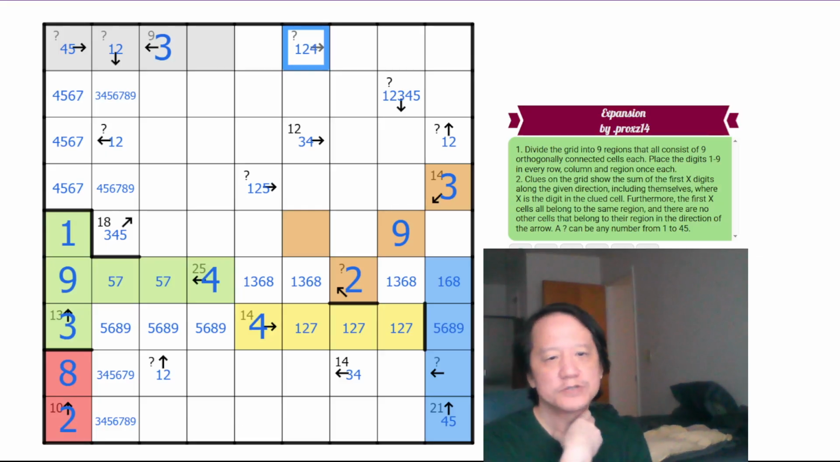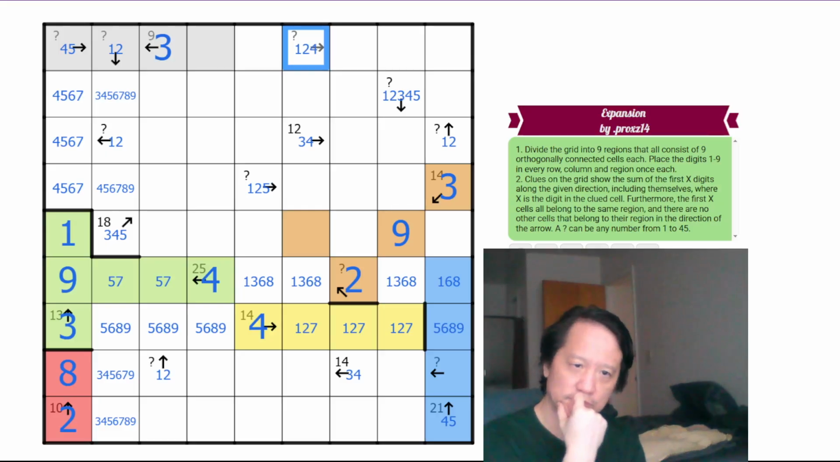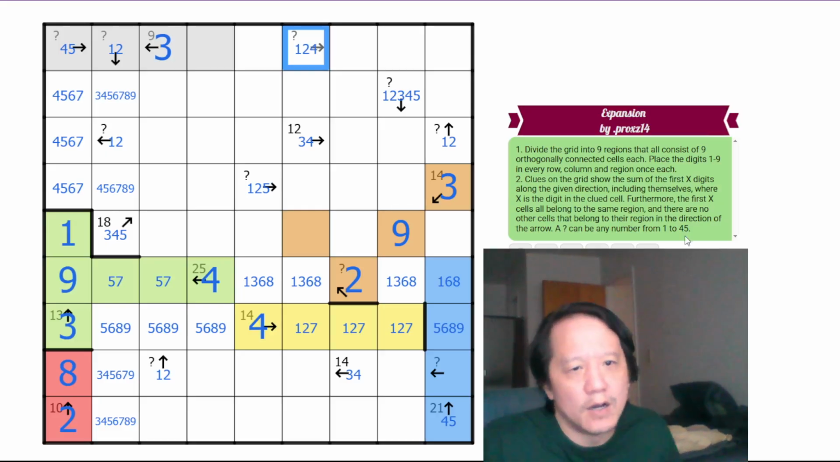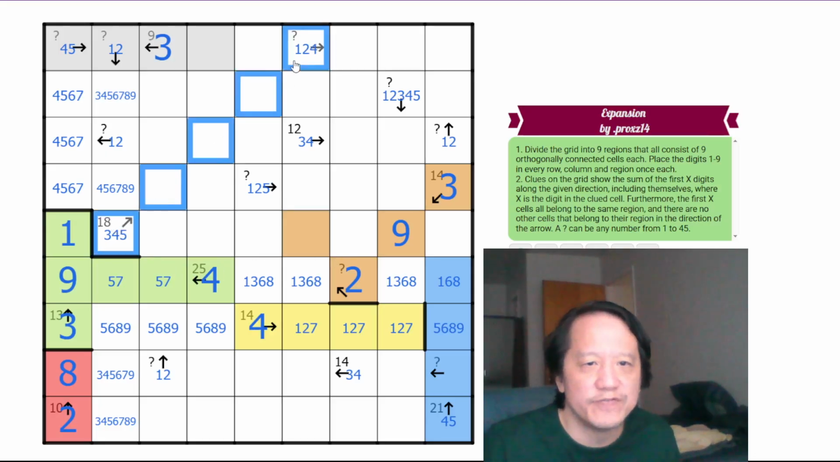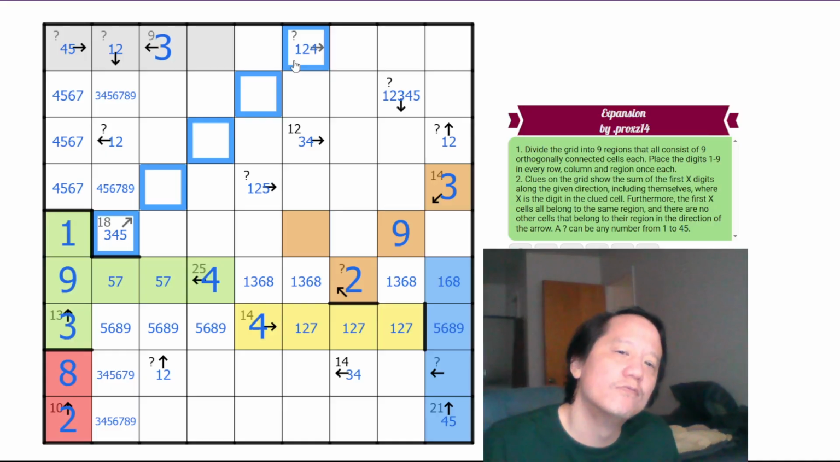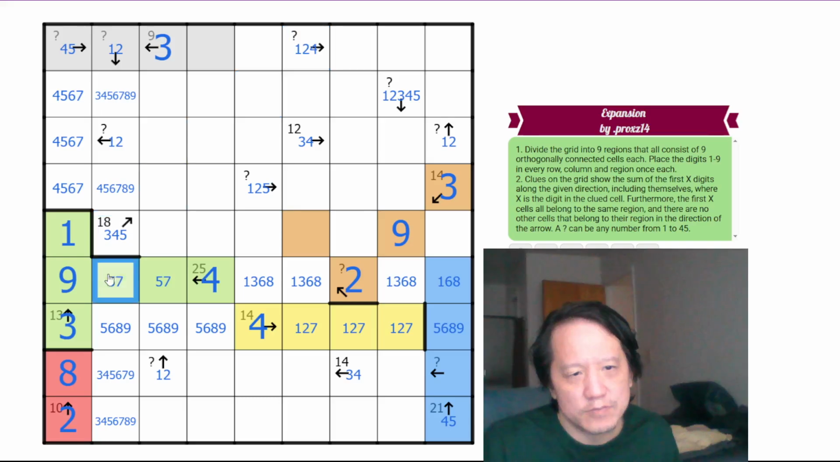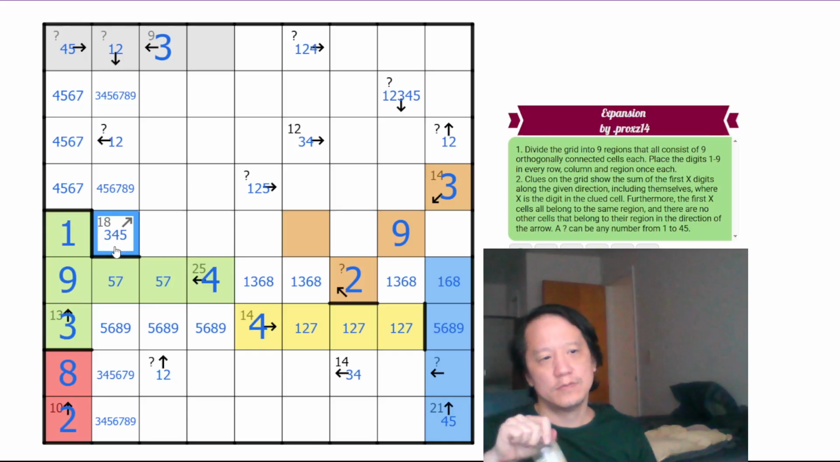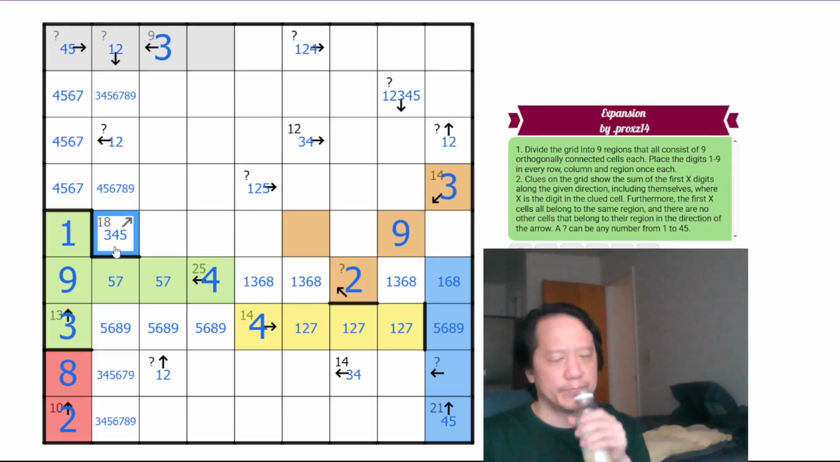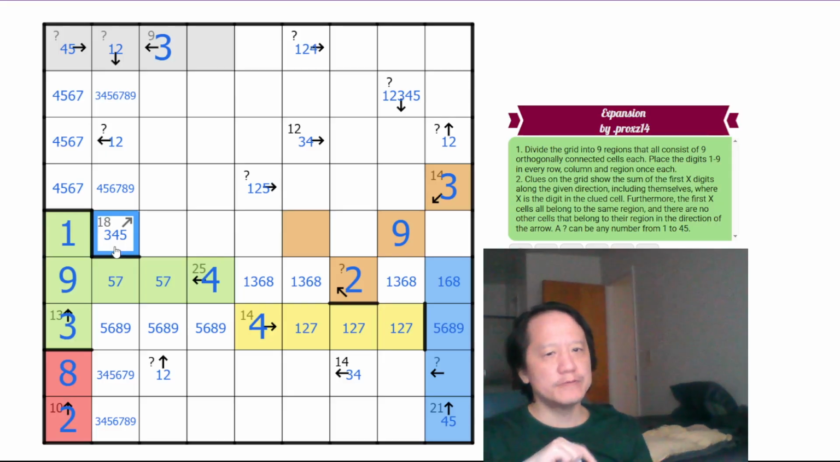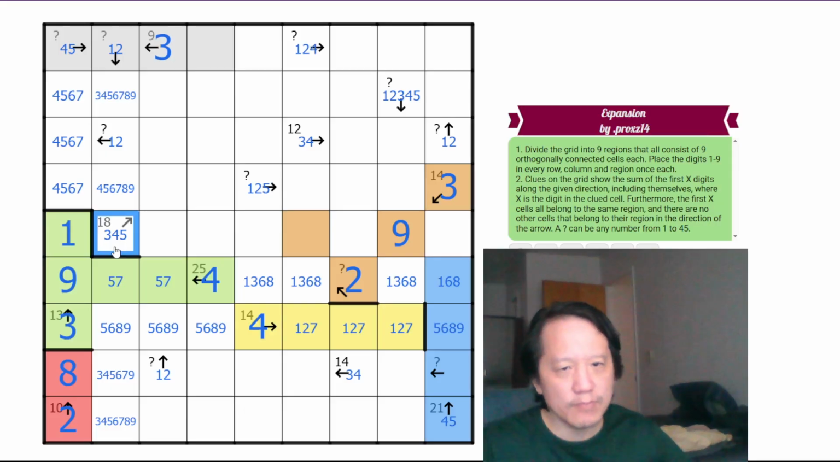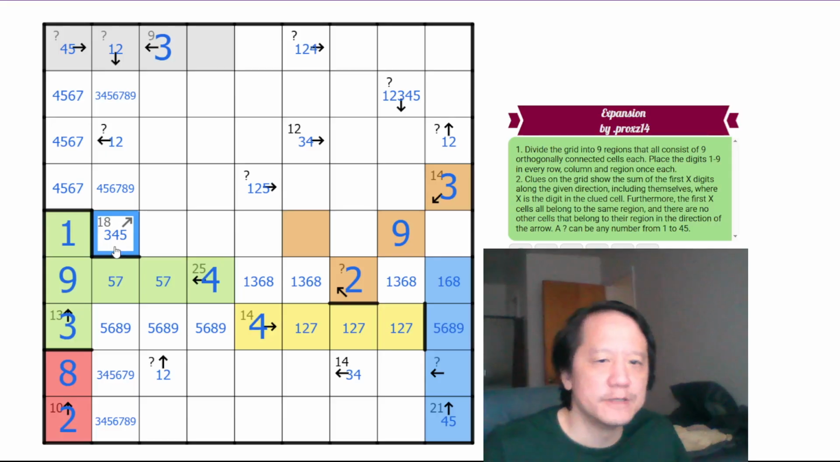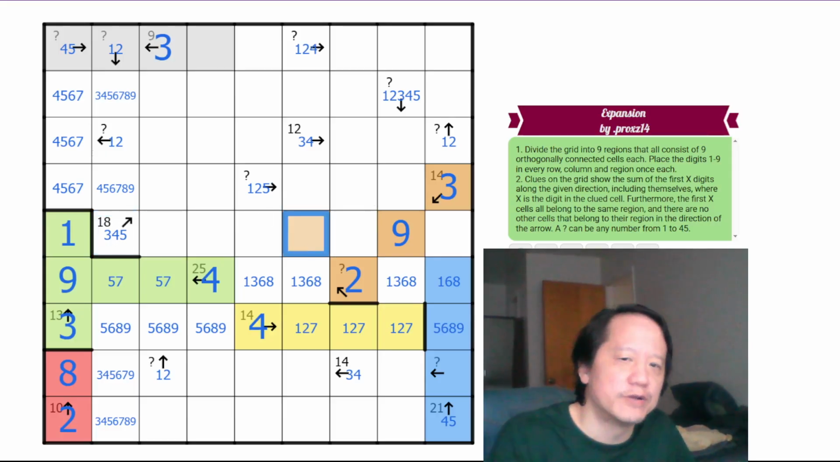Not sure about the rest. Oh, because this could be 5. Right. Well, you still had to be 5 and 7 here anyway, so this couldn't be 3, 4, or 5. Let's see. This digit cannot be 1, 2, 3, or 9 because it's in the orange region, so it's 4, 5, 6, 7, 8.